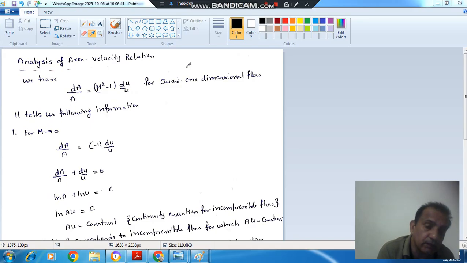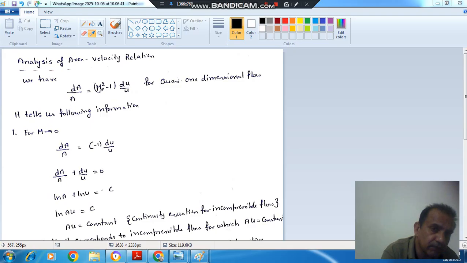So we derived one relation between area and velocity for quasi one-dimensional flow. In the last video, that relationship was dA by A is equal to (M square minus 1) du by u. Now we'll analyze the result of this equation. So our topic is analysis of area velocity relation.